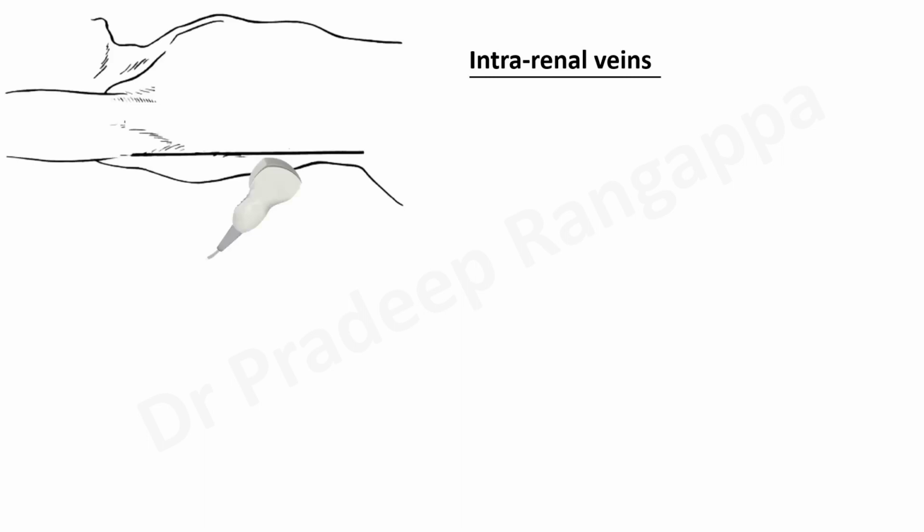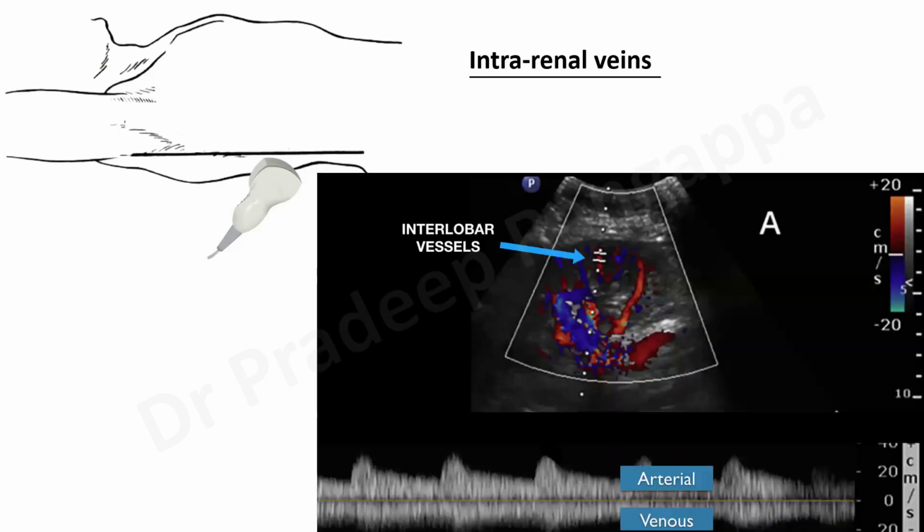Hrishikesh always sends me fantastic images of intrarenal veins. For the renal veins, again, the patient has to be in a supine position and the probe has to be kept in the posterior axillary line. The anterior axillary line would be for the portal vein; the posterior axillary line would be for the intrarenal veins. And you will see a fuzzy picture like this.